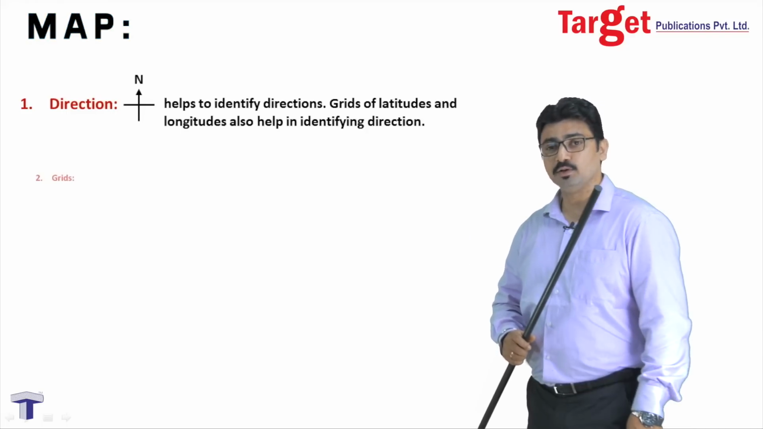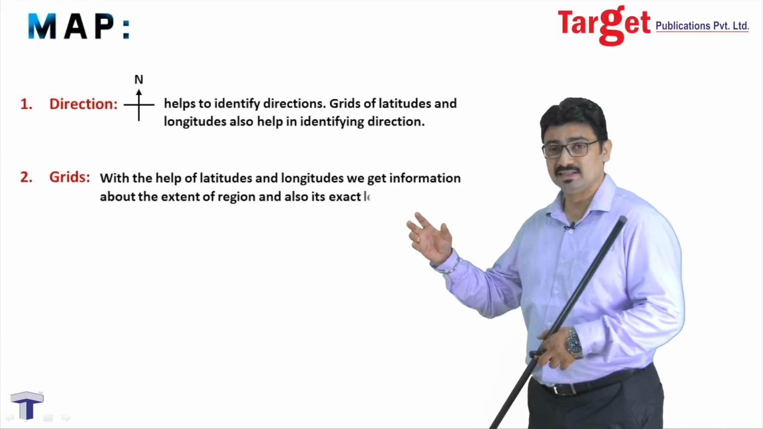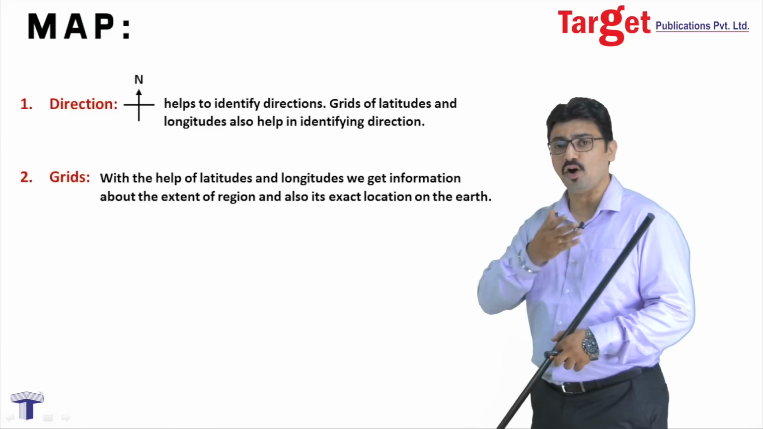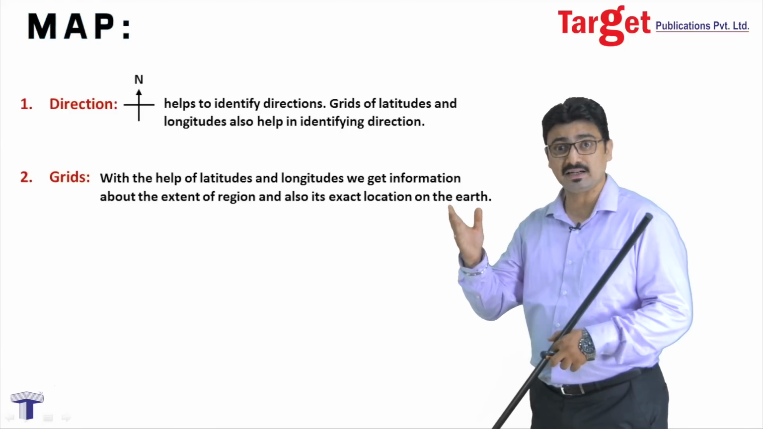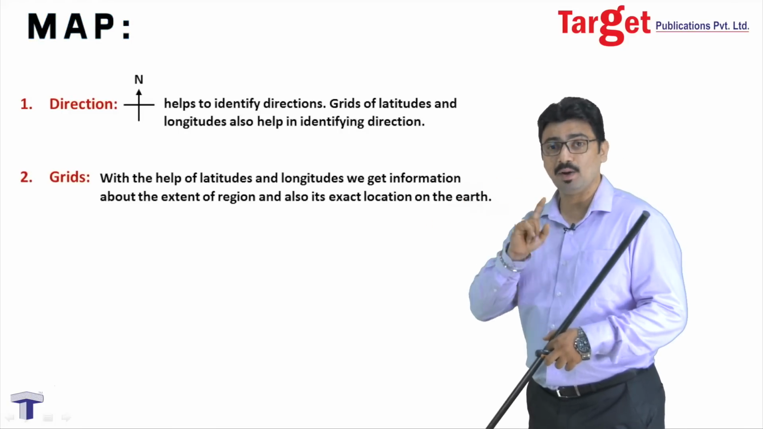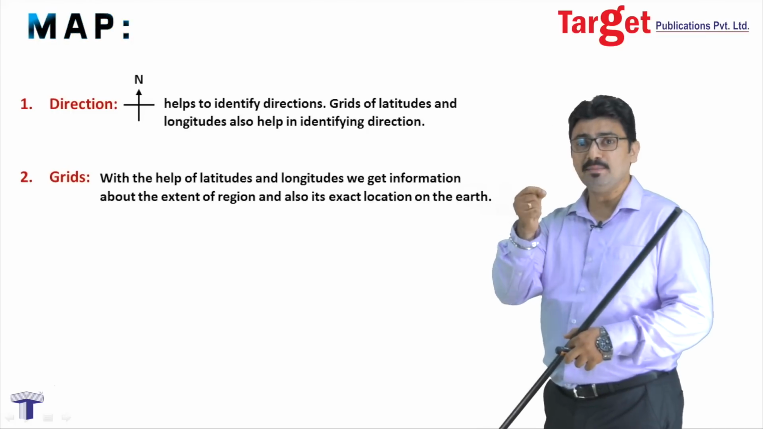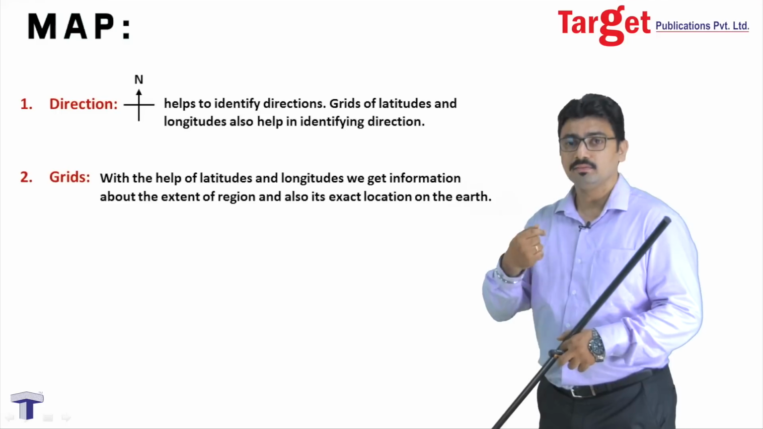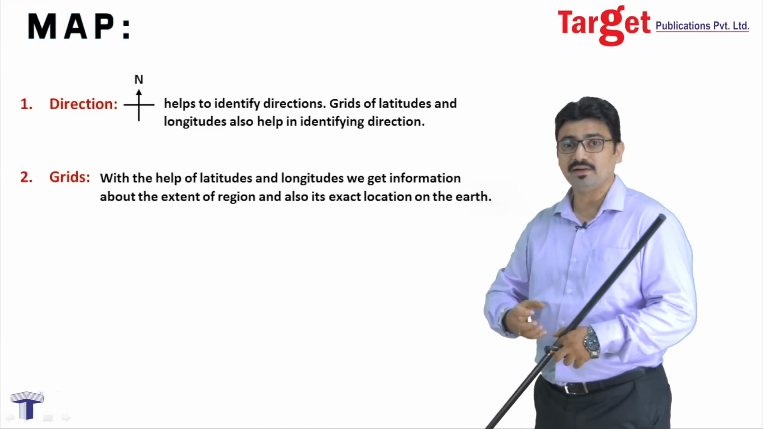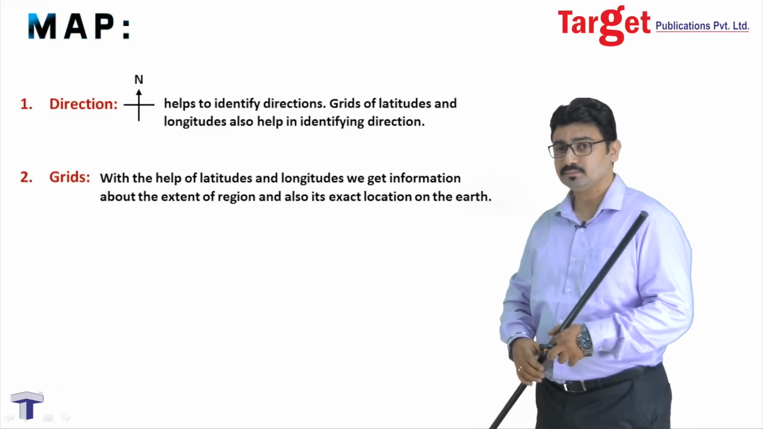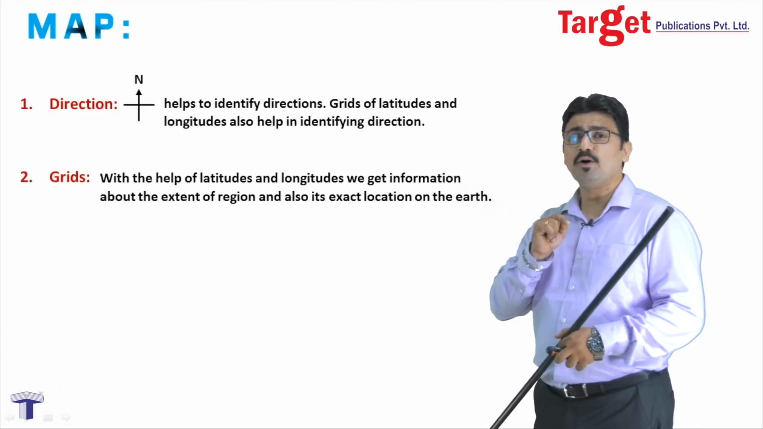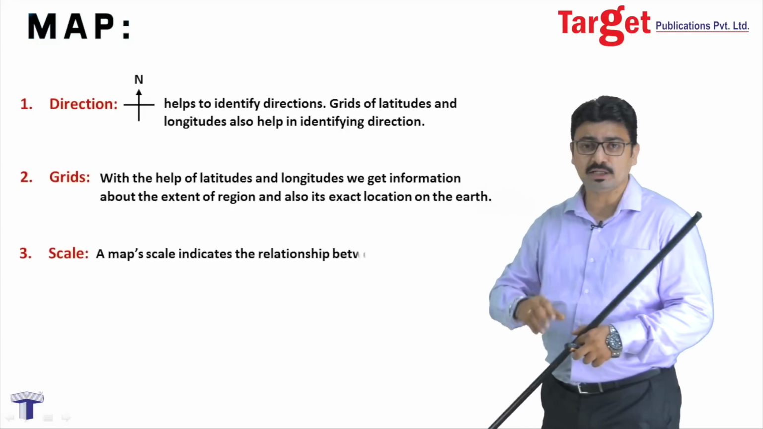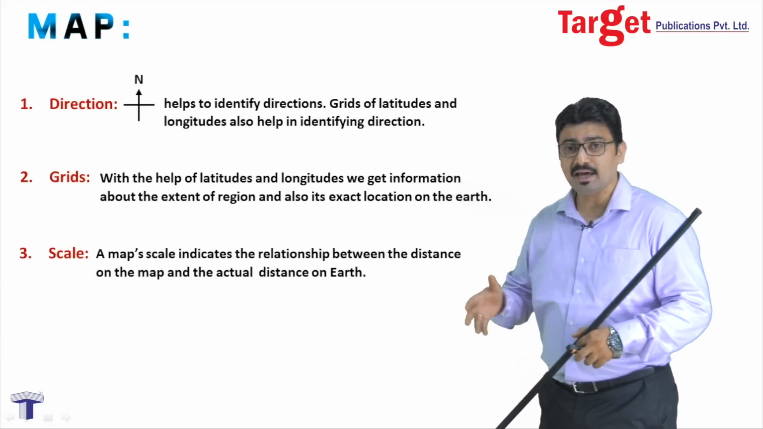The next feature, as we know, was the grids of latitudes and longitudes. The latitudes are horizontal circles which are parallel to the equator, and longitudes are semicircular lines from the North Pole up to the South Pole, which form a net of vertical lines. So, grids are also important to understand the extent of a region as well as the location of the region with respect to the entire map.